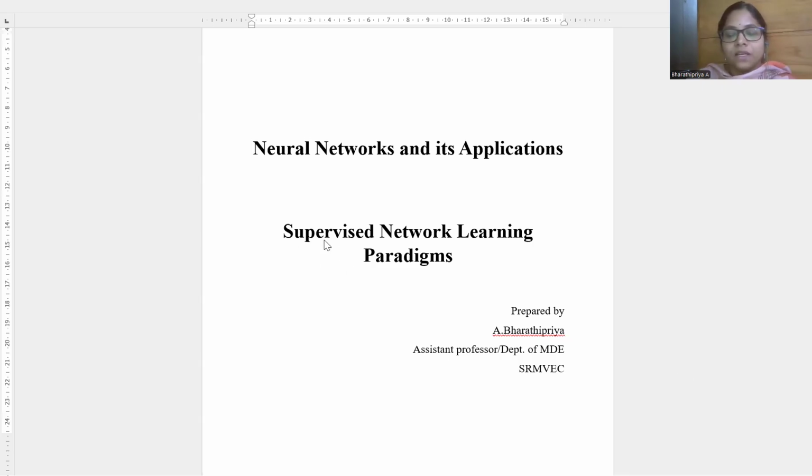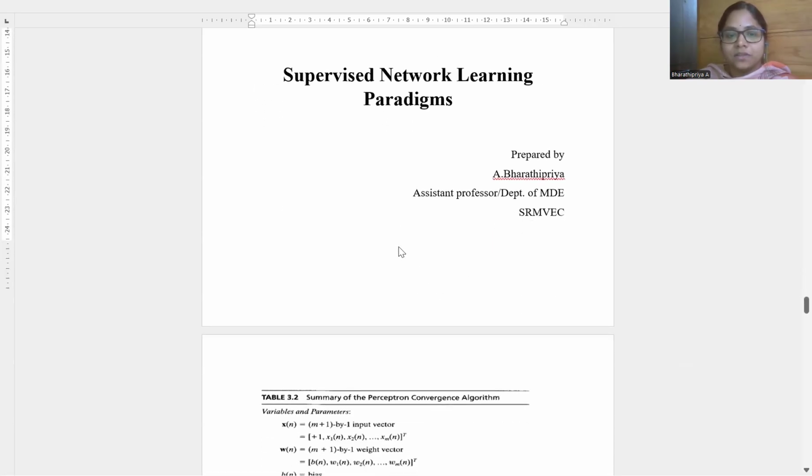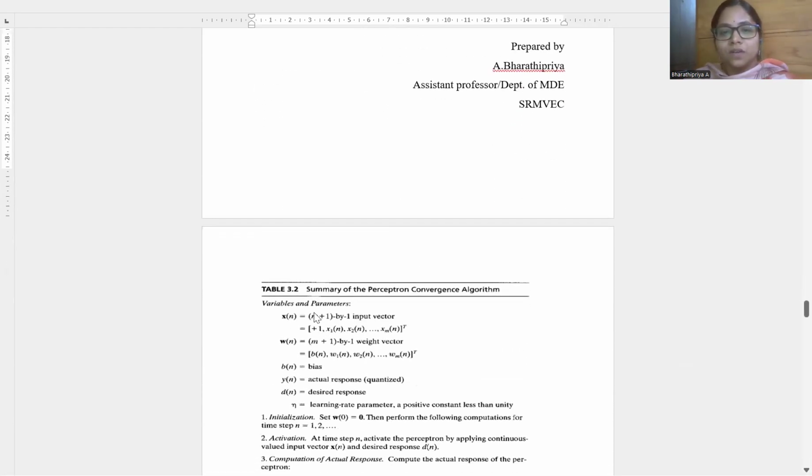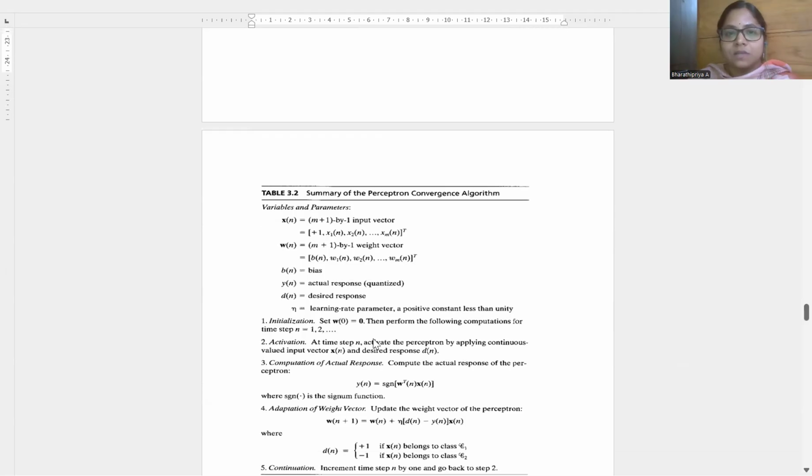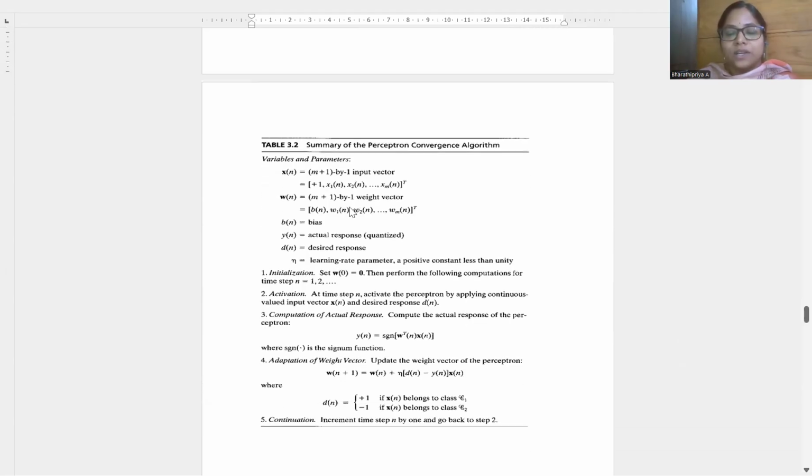Welcome everyone. In this session, we are going to discuss the topic supervised network learning paradigms under the subject neural networks and its applications. So today we are going to discuss the perceptron convergence algorithm. The perceptron convergence algorithm is related to the learning process of a perceptron, which is a simple model used in machine learning and artificial neural networks for binary classification.